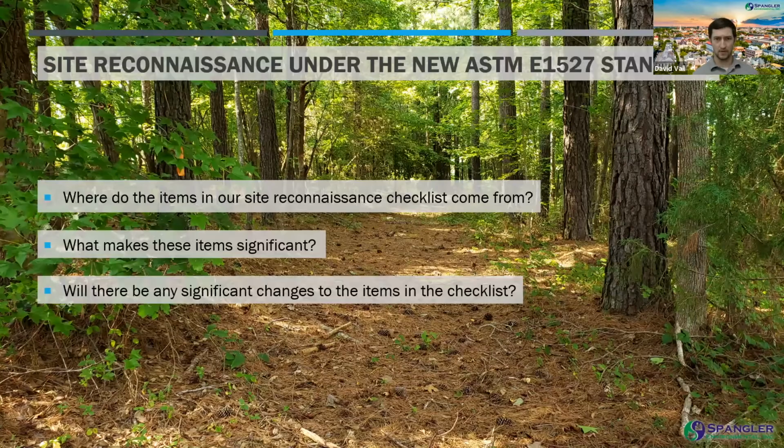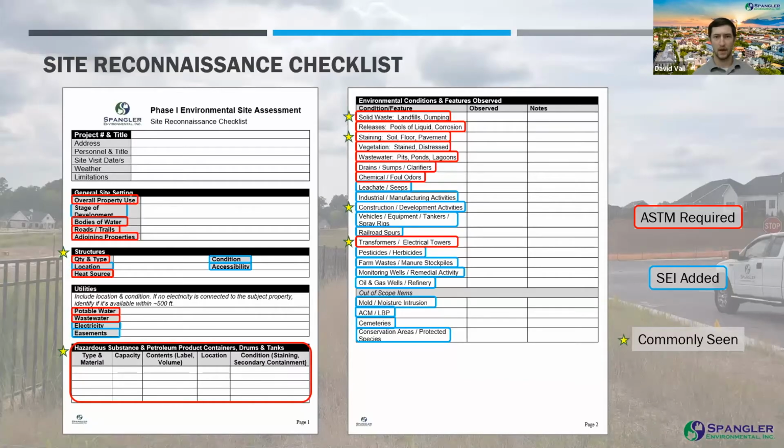So first off, where do these items in our site recon come from? They're built from the current ASTM standard, and in addition, we at Spengler Environmental have recognized some regional items that aren't included in the standard that we've added to help us better serve our clients. The new standard is expected to require that the environmental professional identify if each feature in the checklist is observed on the site, describe it in the report, document it with photos, mark it on a site map, and then make the determination if the feature is an REC or not, as well as specifically stating if there are features that are not observed on the site.